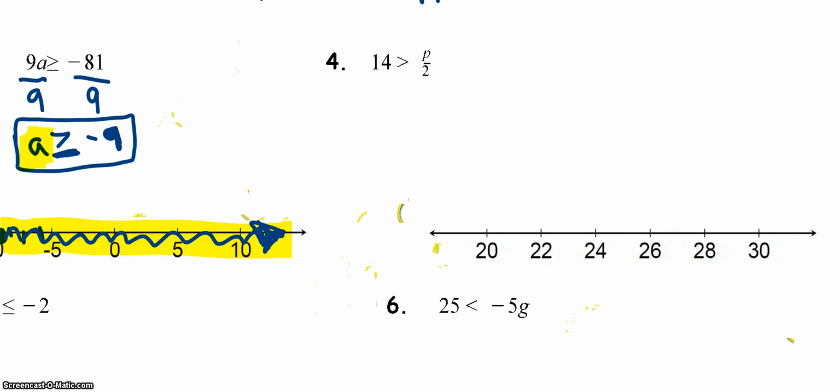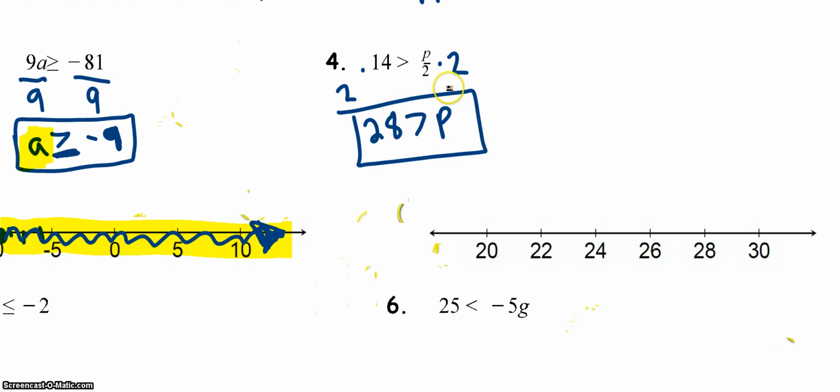For number 4, my variable p is being divided by 2. The opposite of division, or the inverse operation of division, is multiplication. So to isolate my variable, I need to multiply both sides by 2. And since I multiply by a positive number, I do not reverse my inequality. So your final answer is 28 is greater than p.